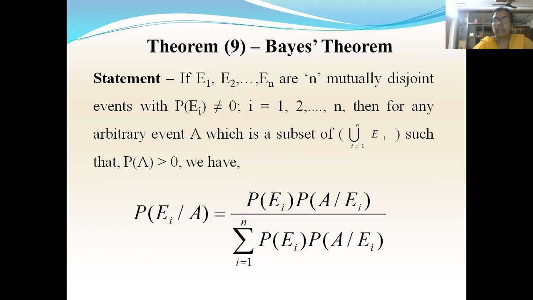Now we'll see Bayes theorem. One of the important theorems of probability is Bayes theorem. So if E1, E2 up to En are n mutually disjoint events with P(Ei) not equal to 0, then for any arbitrary event A, which is a subset of the union of Ei, such that P(A) is greater than 0, we have P(Ei|A) = P(Ei) × P(A|Ei) divided by summation P(Ei) × P(A|Ei). This is the statement of the Bayes theorem.